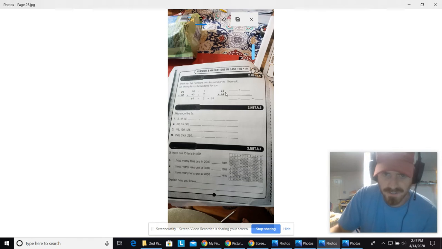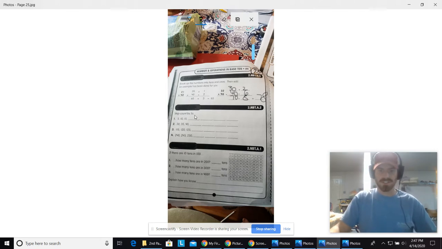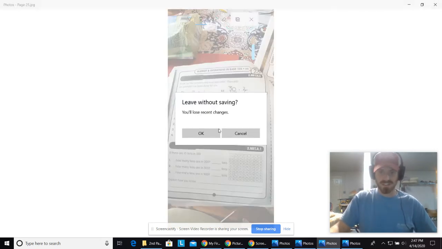Okay, so you can break that 32 into 30 and 2, and that 46 into 40 and 6. Then you can add your ones and your tens together, 70 plus 8 gives you 78. All right.